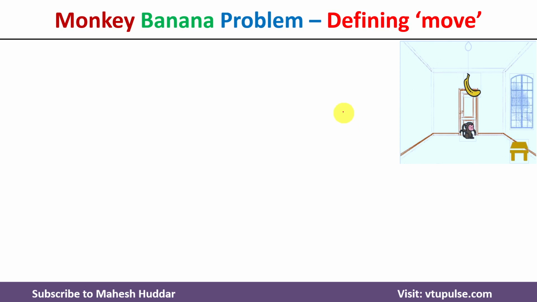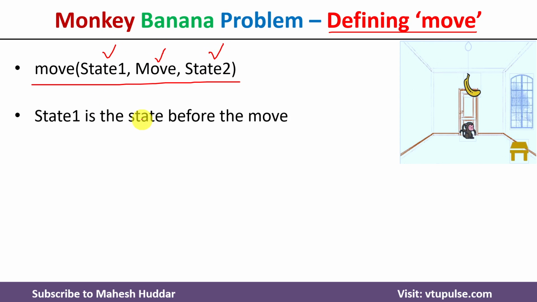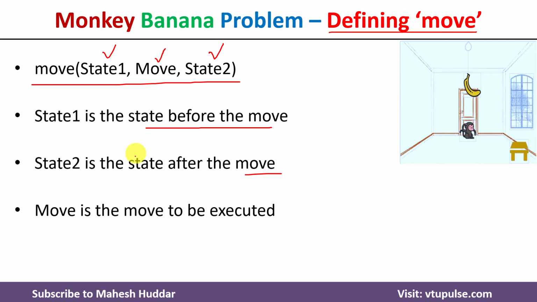Now we will define how a move is defined. The move is defined with three components. The first component is state 1, the second one is the actual move, and the third one is state 2. What is state 1? State 1 is the state before the actual move is executed. What is state 2? State 2 is the state after the move is executed, and the move is the move to be executed. That is nothing but what? The move can be grasp, climb, push, or walk.